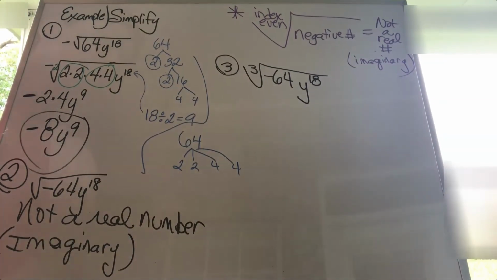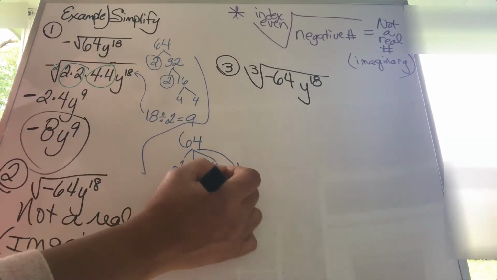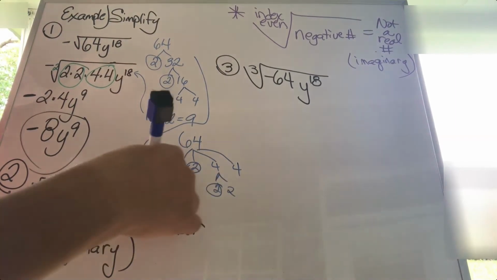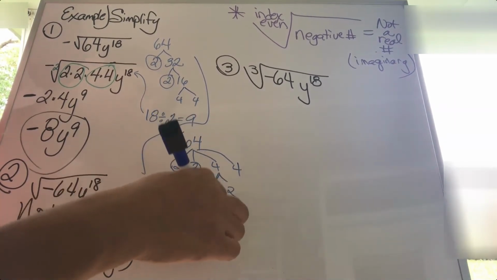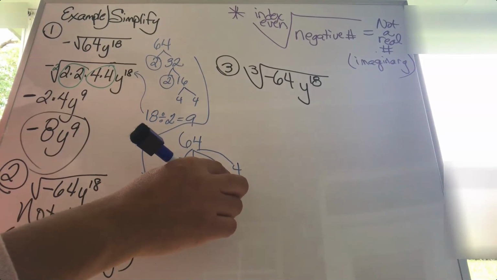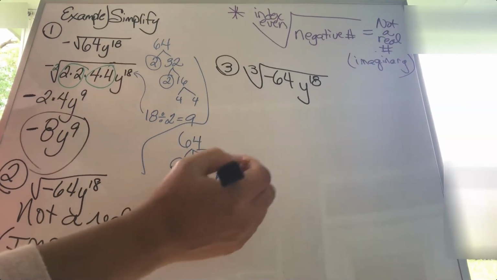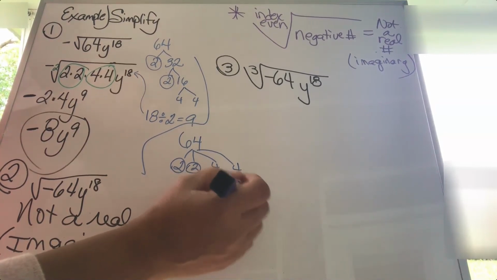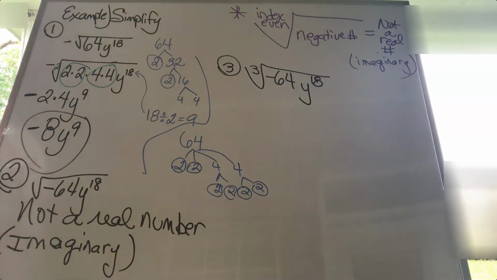Okay. So now I'm going to take this 4 and I'm going to break it up. So I know I have 3 of something here. I still have a 2. This 4 is not prime. So I'm going to see if I could break it up to get some more 2s, and I can. So I'll have everything that I need.